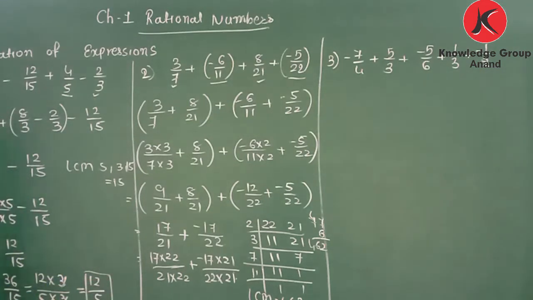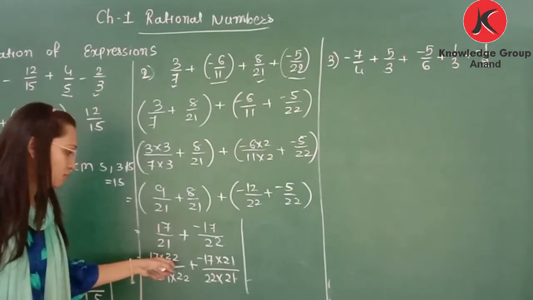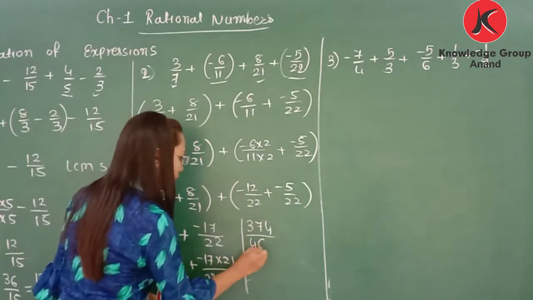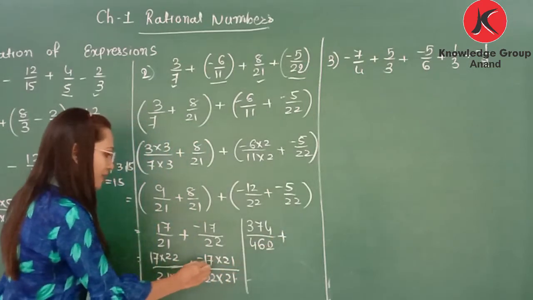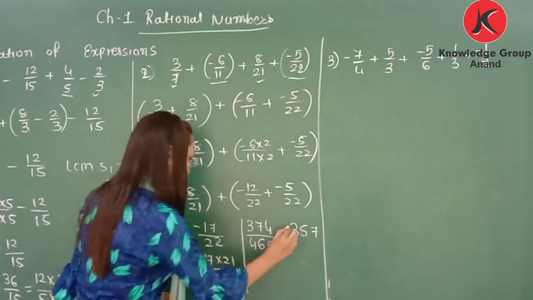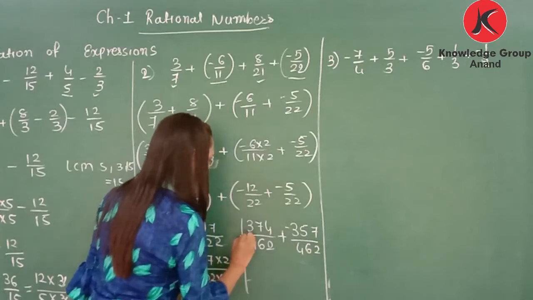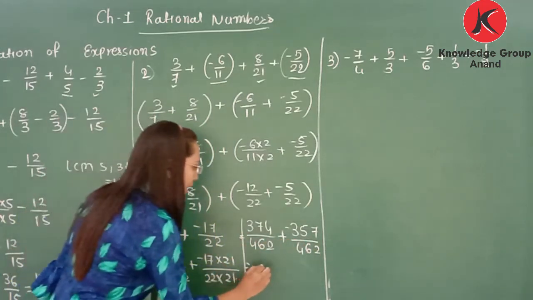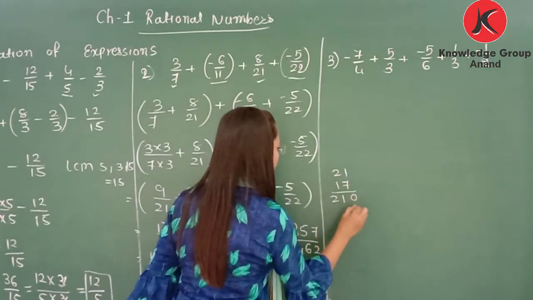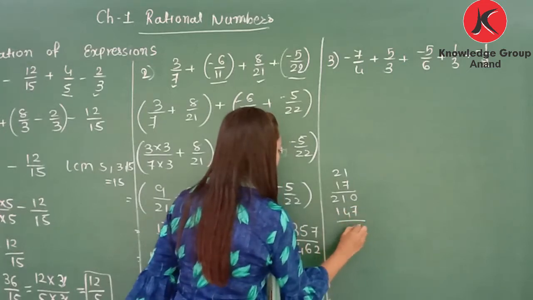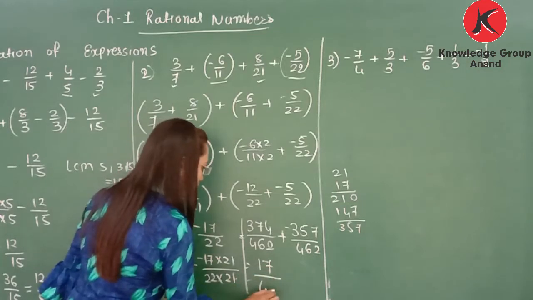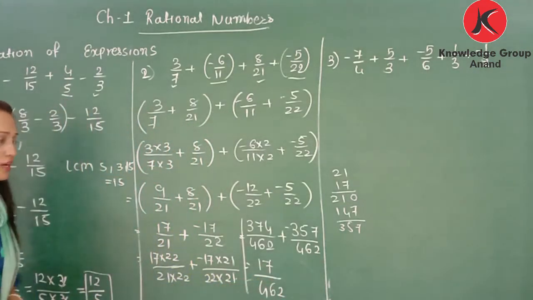Now perform the multiplication. If we multiply 17 with 22, we will get 374 divided by 462. And if we multiply minus 17 with 21, we will get minus 357 over 462. Now perform the subtraction of this. 374 minus 357, and if you perform the subtraction you will get 17 by 462. So this will be our answer.